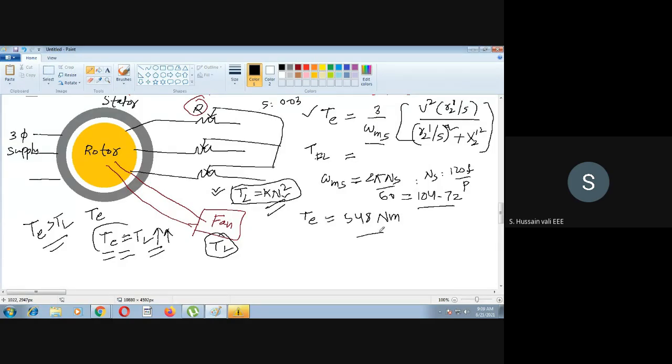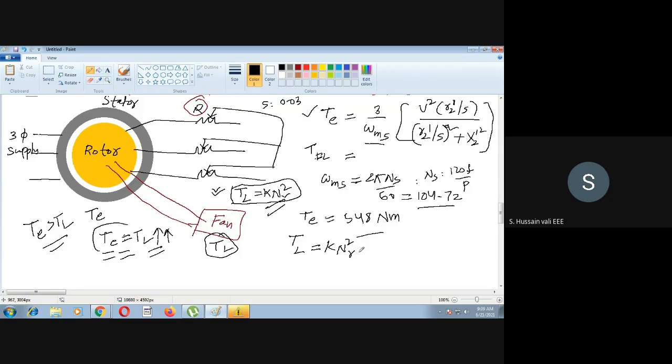So now, TL is equal to K n square. I would like to change this n to nr because the fan is coupled to the rotor, so the rotor speed is the same as the speed of the fan. And we will take that there are no rotational losses, because he has not mentioned anything regarding the rotational losses. So we'll take it like that.